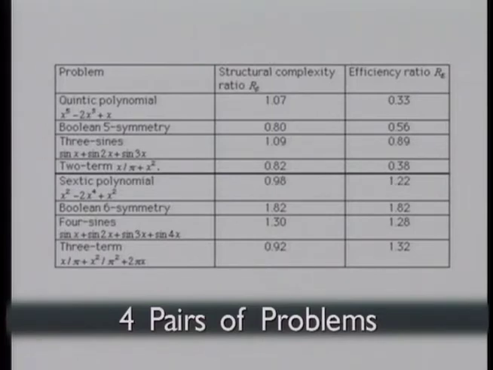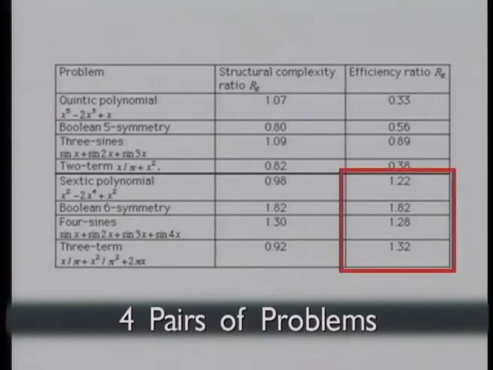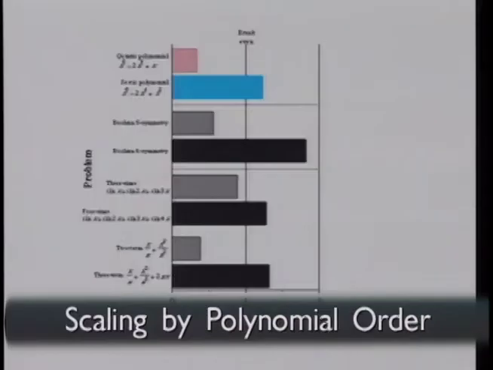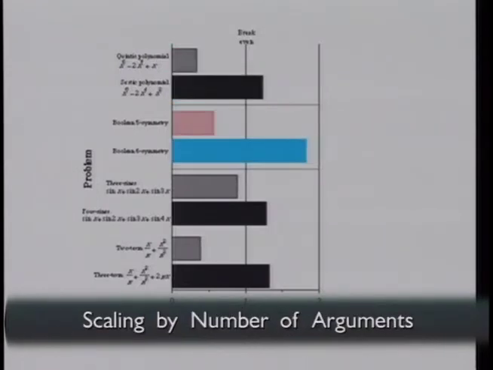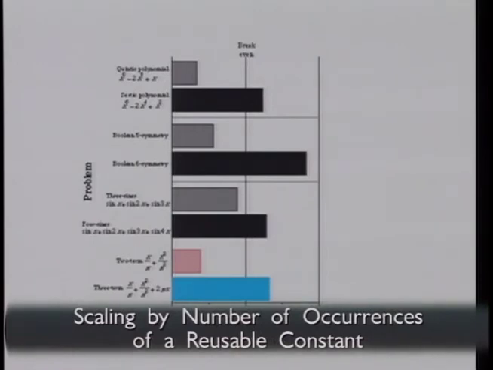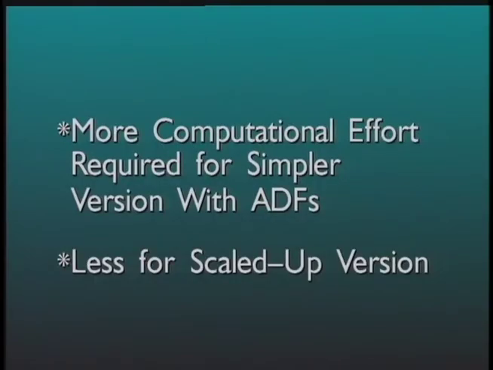We applied genetic programming, with and without automatically defined functions, to a simple and scaled-up version of 4 problems, and computed an efficiency ratio for each of these situations. More computational effort was required without ADFs than with them for the 4 scaled-up versions, so the efficiency ratios were greater than 1. However, the opposite was true for the simpler versions of each pair of the problems. The problems were a symbolic regression of a quintic versus a sextic polynomial, a Boolean 5 symmetry versus a 6 symmetry function, a sum of 3 versus 4 sinusoidal harmonics, and an expression with 3 occurrences of pi versus one with 4 occurrences. In other words, each of the 4 problems appears to straddle a break-even point for computational effort.